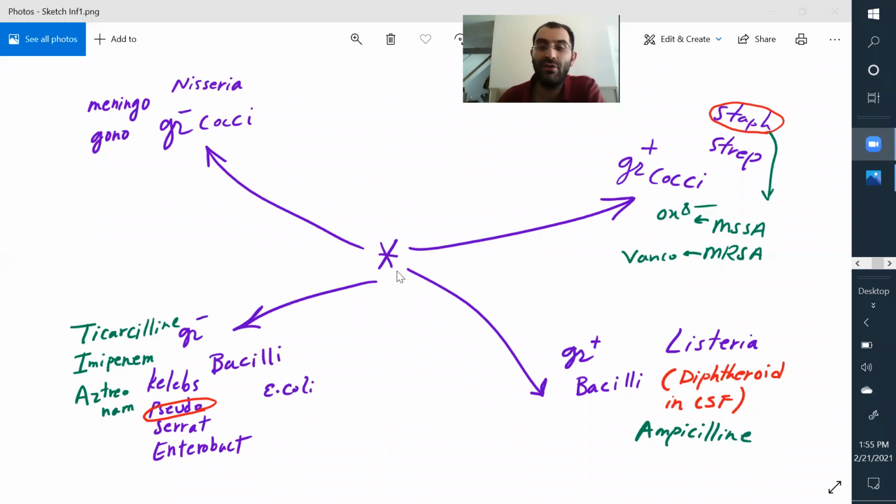Antibiotics. From now on, different drugs for different bugs. Okay?